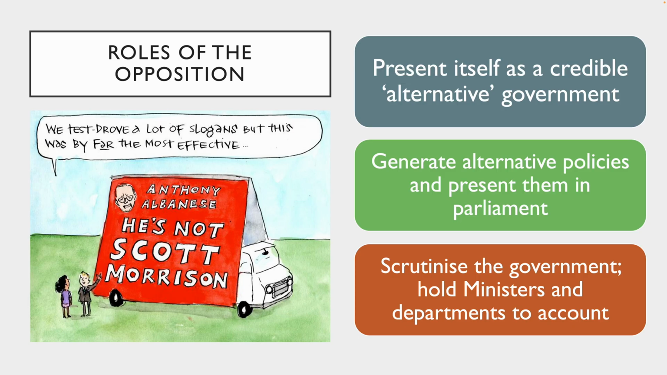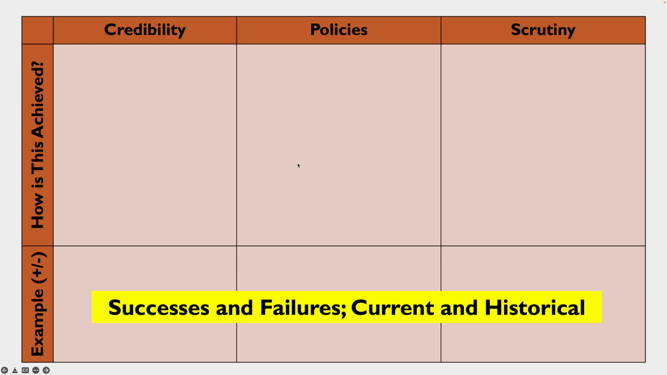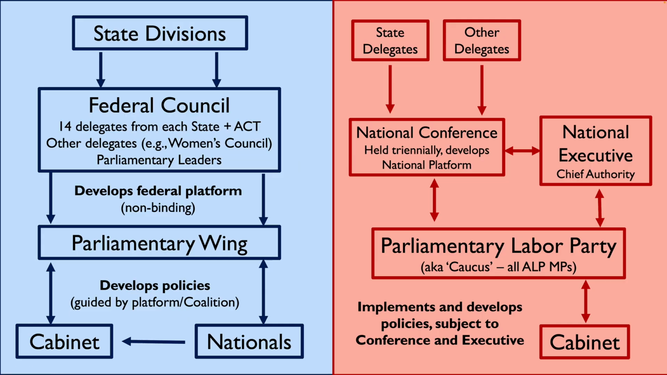So, our first role is to generate alternative policies and present them in Parliament. Here's something that's quite important to know. How are policies actually made by the opposition, whether it be a Labor opposition or a Liberal opposition? Because obviously within the last 10 years, we have had both. We've had the Abbott opposition to the Gillard and Rudd governments, and we have had the Shorten and the Albanese oppositions to various Liberal prime ministers.